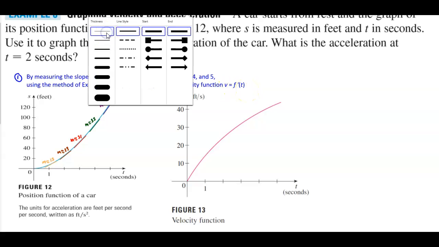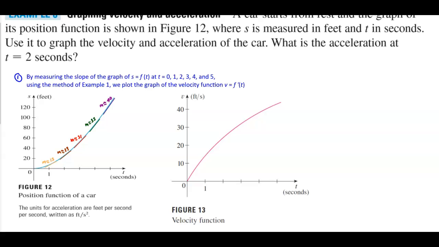So let's go ahead and take a look here. So here we have 0, 1, 2, 3, 4, and then 5. Now, I want to find the slope at the point 1. We already know that v of 0 is 0. So that gives us the ordered pair 0, 0 on the velocity function.